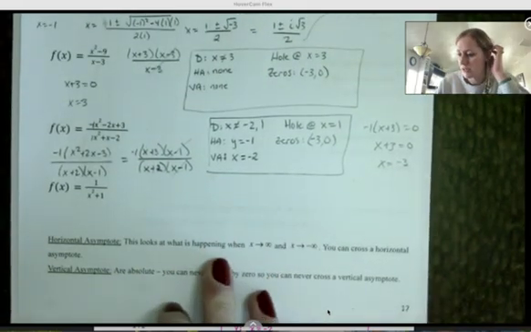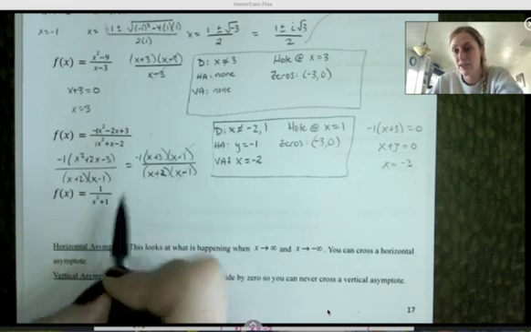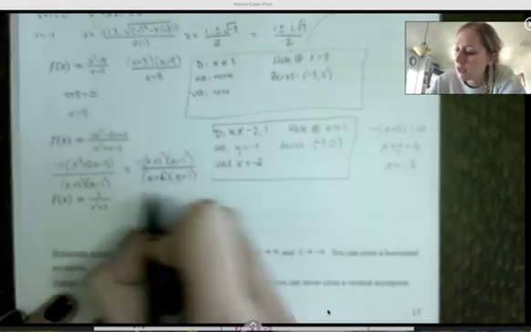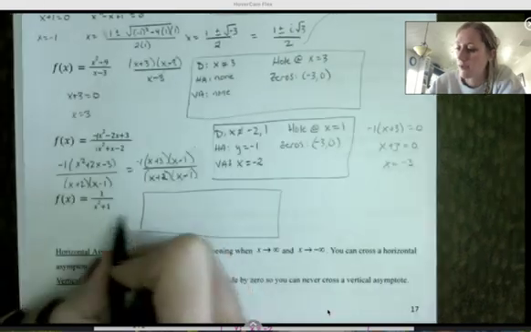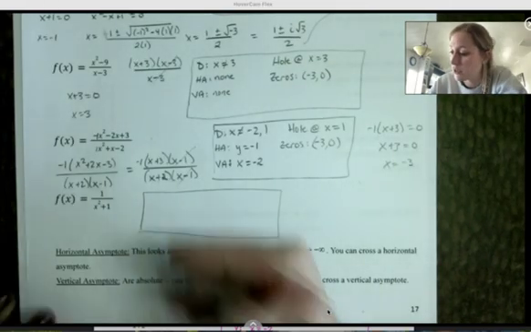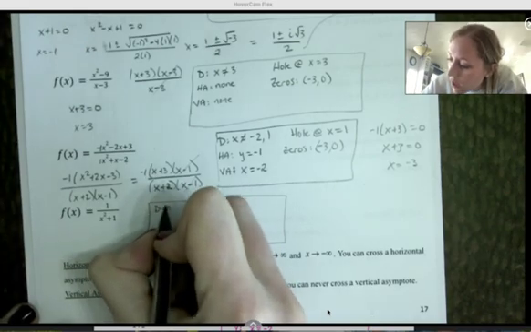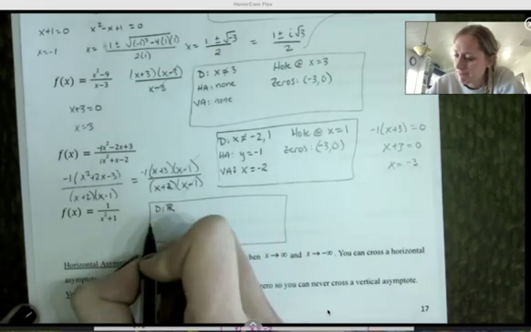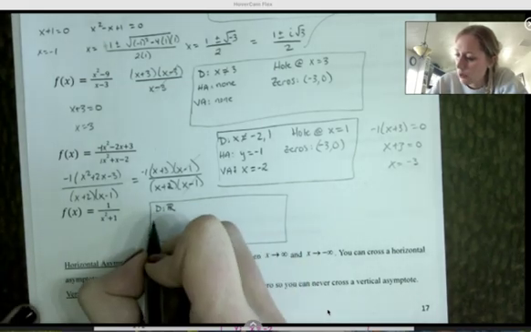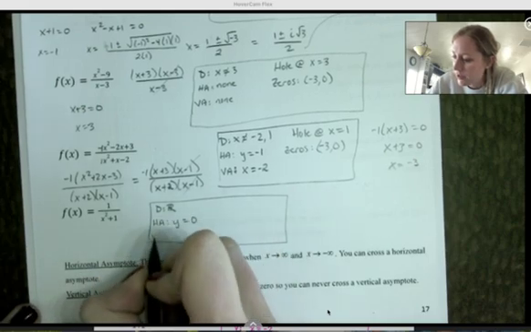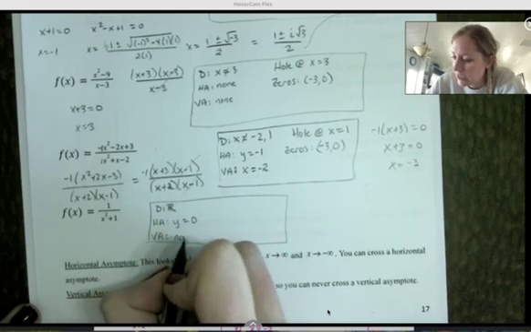Okay, last one here, you guys. This will not factor. Okay, so the degree is bigger on the bottom. There is nothing that I could put in here that would make the denominator equal 0, so my domain is all reals. Okay, if I set that equal to 0, I'm going to get a complex number. Okay, horizontal asymptote, it's bigger on the bottom. Vertical asymptote, there is none.